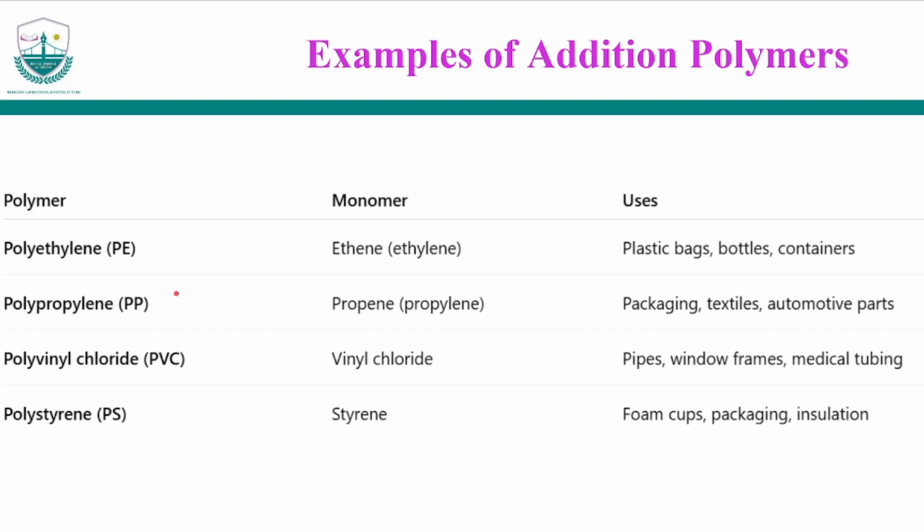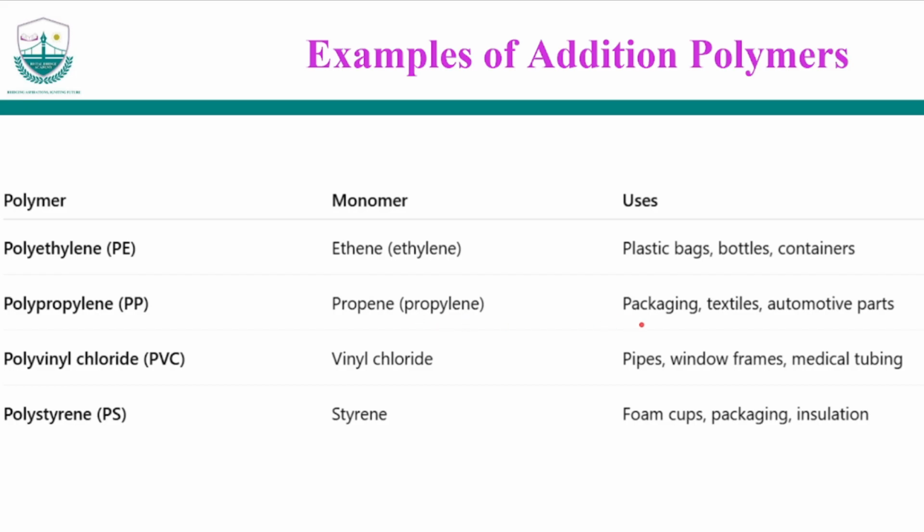And then we have polypropylene, PP. This one is also unsaturated. The monomer is unsaturated and is propene. You can also call it propylene.